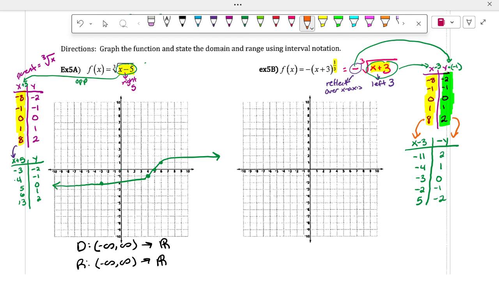So I have -11 doesn't fit, so I'll start at -4, 1, -3, 0, -2, -1, and then 5, -2. So my graph will look something like this.